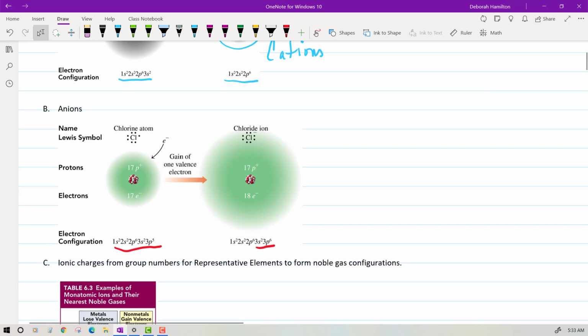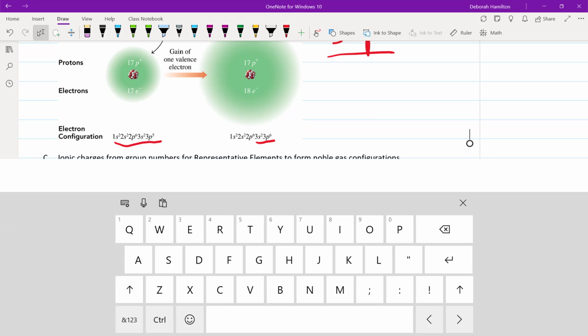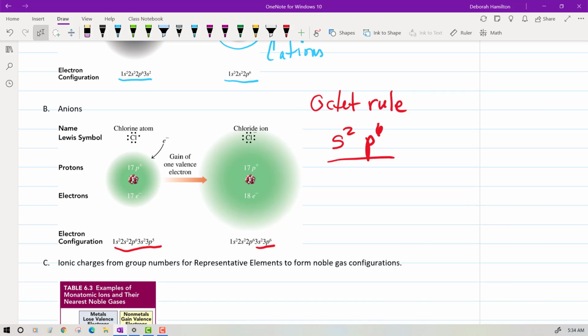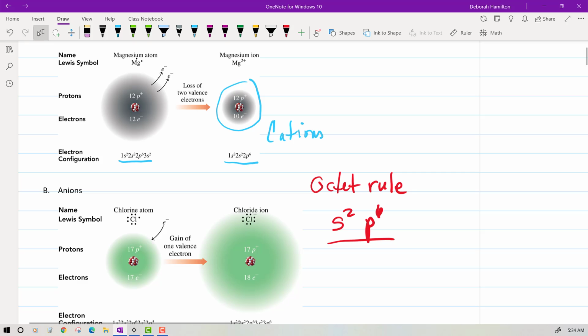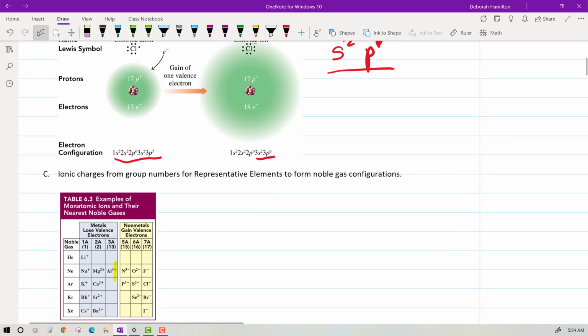Both of these electron configurations obey what's called the octet rule, meaning they have an s2p6 arrangement in their outermost energy level. So anions are from nonmetals. They get larger when they form their ions. Cations get smaller because they're losing electrons, and they're losing a main level of energy volume-wise.